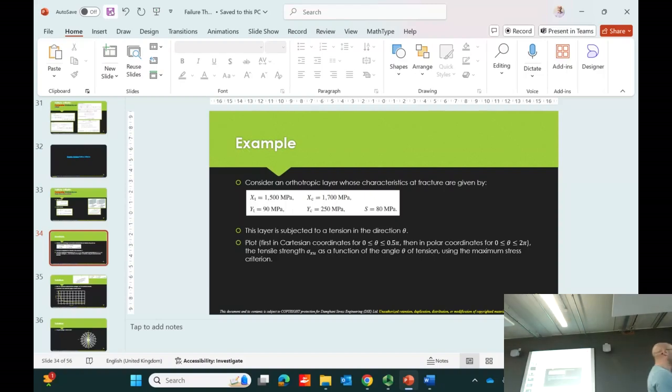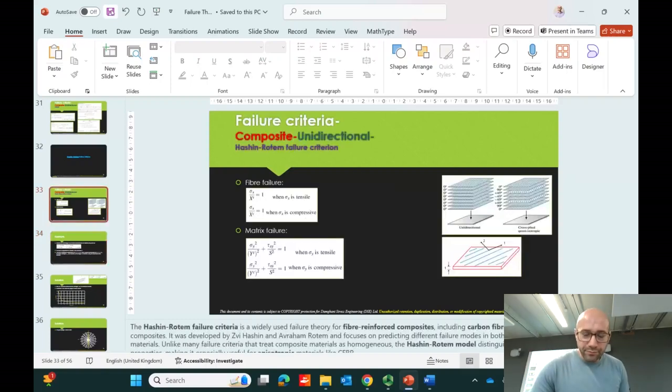So why do you not use that last one then, in comparison to the last one? Because they both consider matrix. Why didn't we use the last one? Because it was a lot simpler, but it still included those 2 failure modes. So what's the big drawback of that? Well, this one, Hashin-Rotem.